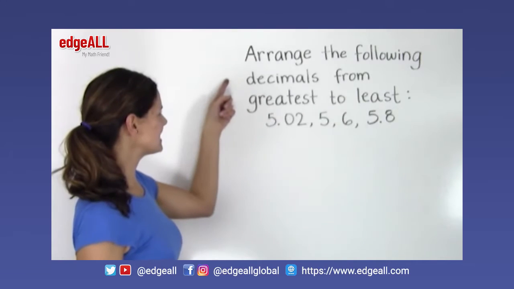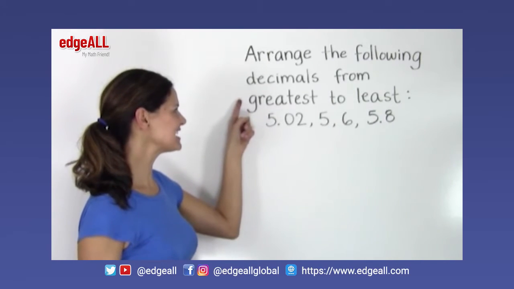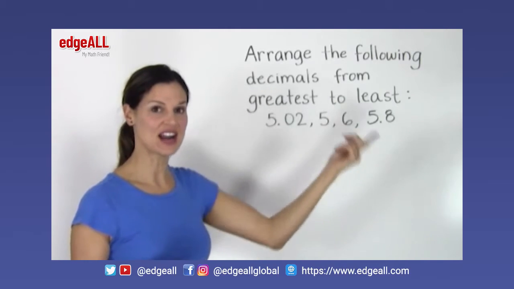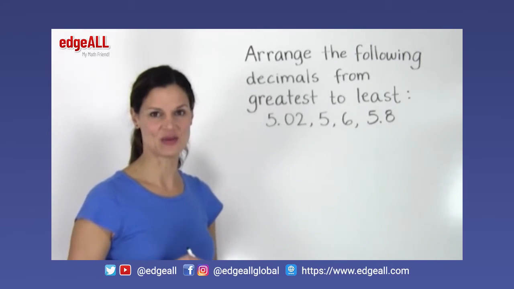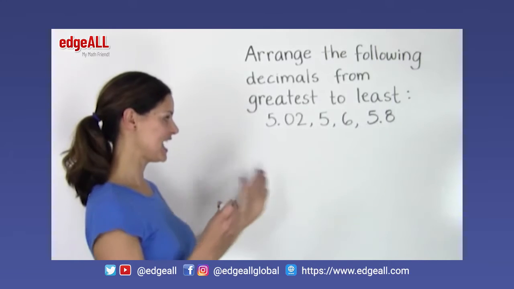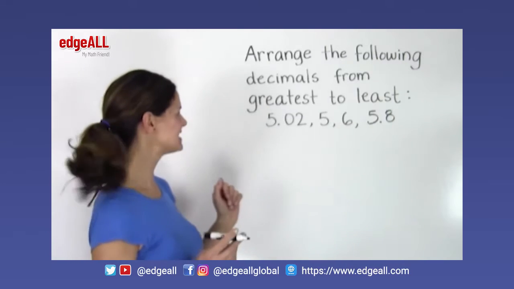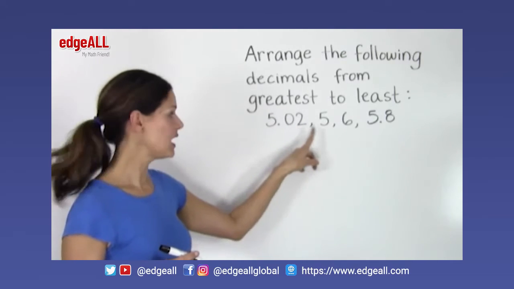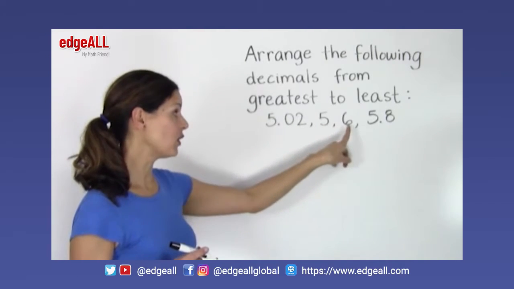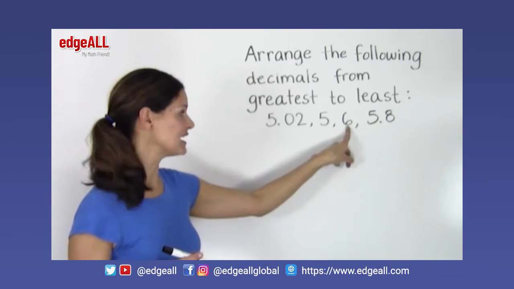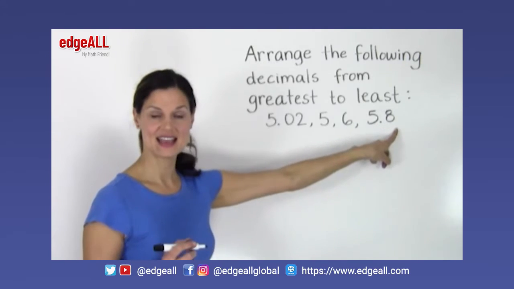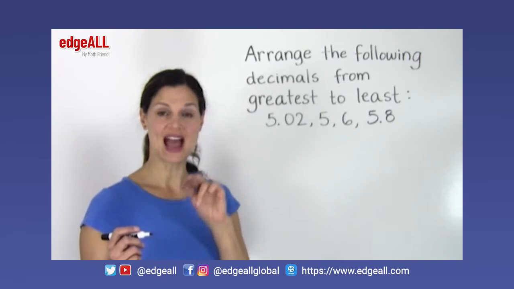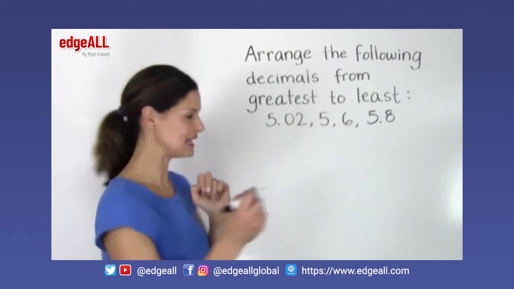Let's look at another example where we're going to use the vertical listing of our decimals to order them. Arrange the following decimals. Now be careful here because they're asking us to go from greatest to least. So in this case we need to give our answer in descending order with the greatest number first and the least number at the end of our list. So we have here 5.02, the whole number 5, the whole number 6, and another decimal, 5.8.